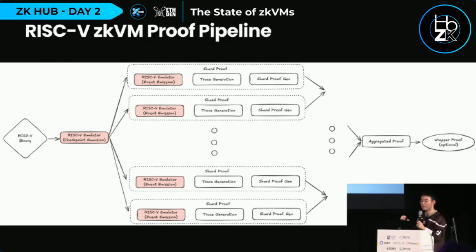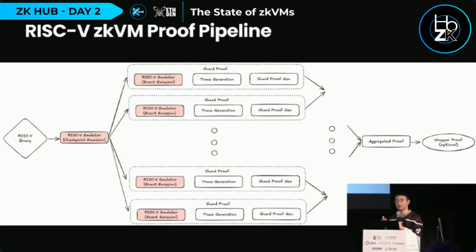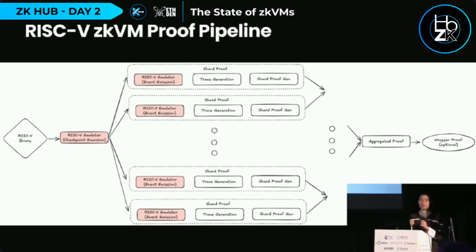Okay, let's look at the shard proof instead. There are 3 sub-steps in the shard proof. One is to, again, emulate all your RISC-V instructions to emit all the events. For example, add events, multiply events, load events, or store events. If you are familiar with CPU instructions, that's what you do. The next step is to generate the traces, basically fill up the trace table with all the events generated. And finally, you can run the mathematical computations over the table to generate your proof. Okay, this is a proof pipeline.